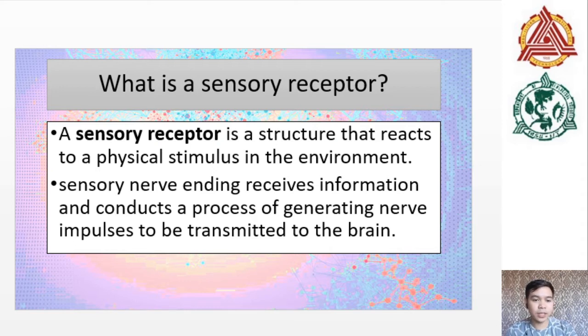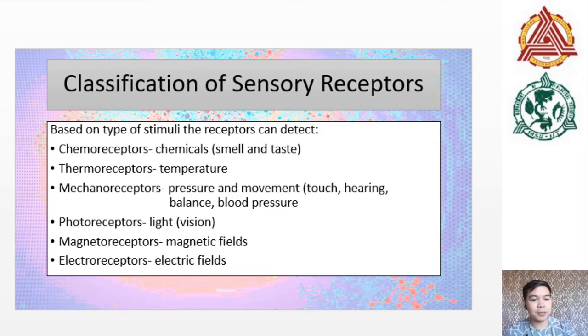These receptors are usually found in the sensory organs such as the olfactory receptors in the nose, taste receptors on the tongue, and light receptors in the retina of the eye. There are 6 basic types of sensory receptor, which are classified based on the type of stimulus they perceive. These are chemoreceptors, thermoreceptors, mechanoreceptors, photoreceptors, magnetoreceptors, and electroreceptors.